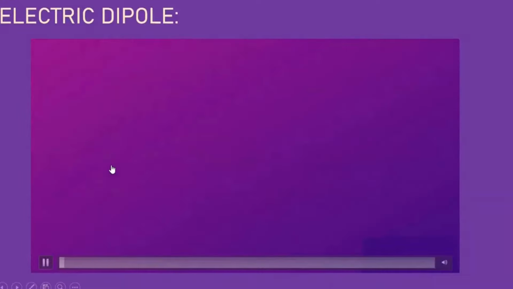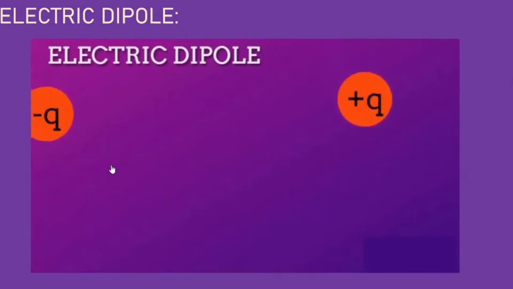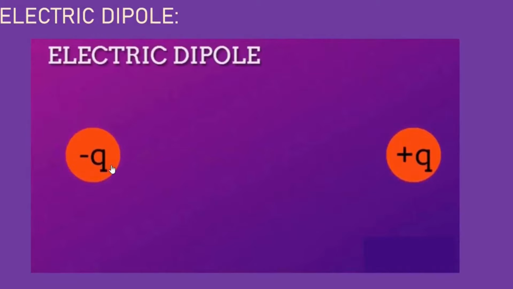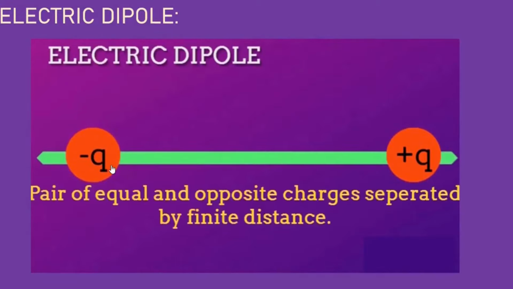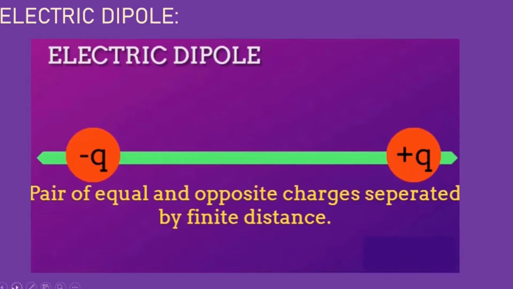Now let's begin with the topic electric dipole in detail. To begin with, a dipole is the separation of opposite electrical charges. That is, an electric dipole occurs when positive and negative charges are separated from each other. It is usually seen in molecules having covalent bonds, for example, water molecules and HCl molecules. Here, as you can see, we have a negative charge and a positive charge separated by some finite distance. That constitutes an electric dipole.